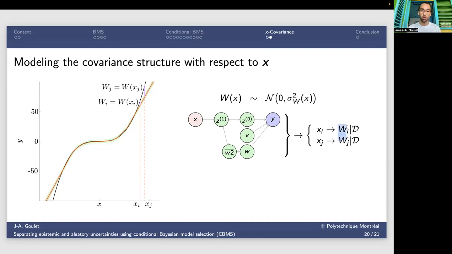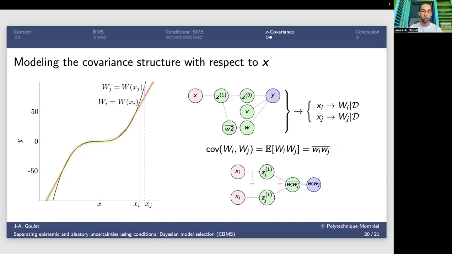what is the posterior for WI? What is the posterior for WJ? Okay, given the data we've observed, we can have a posterior estimate for both of these quantities at any location. So we can again take advantage of the fact that the covariance between WI and WJ is the expected value of WI times WJ. Why? Because W is a zero mean process, or zero mean random variable. So the covariance is the expectation of the product of the two variables, WI, WJ.